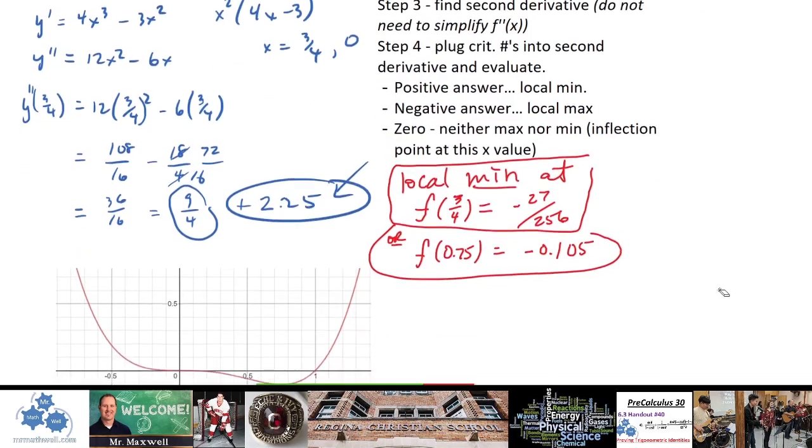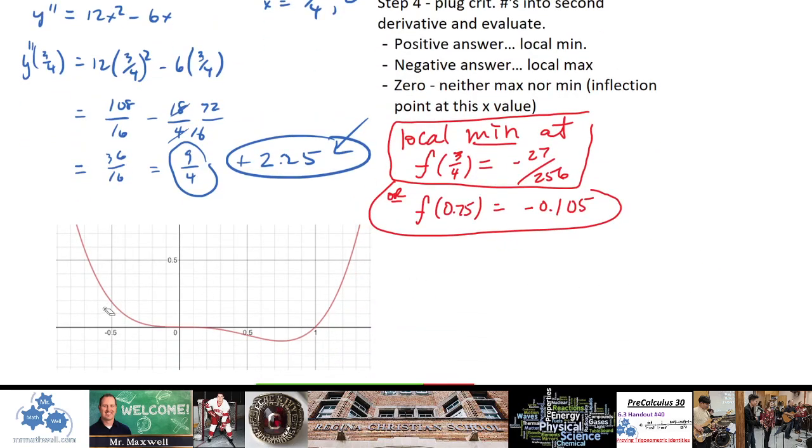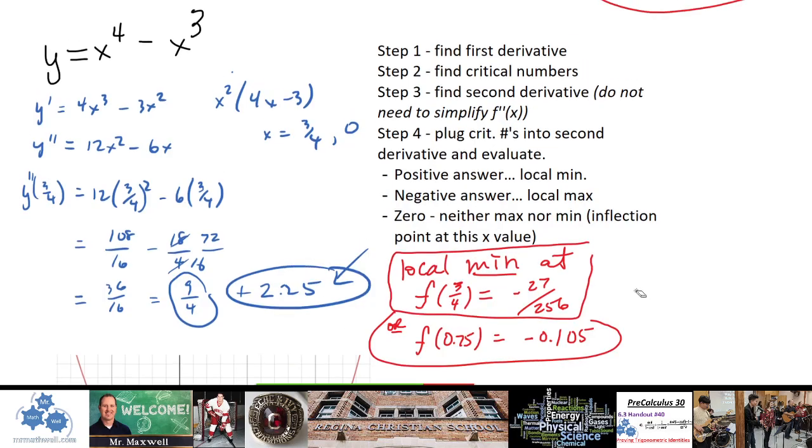Okay? And here's the graph to accompany, the graph of the original function. So at 0, you see we do not have a local max or min. It does change concavity, but it's not a local max or min. And that's what the y prime equaling 0 will tell us. And then over here, it's concave up, so it is a minimum. And here's exactly 0.75 right here. Okay? So that's what you need to know here for this section. Are there any questions?